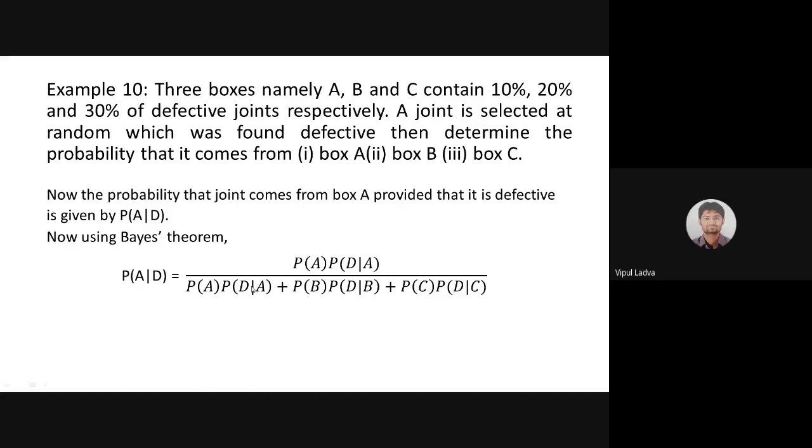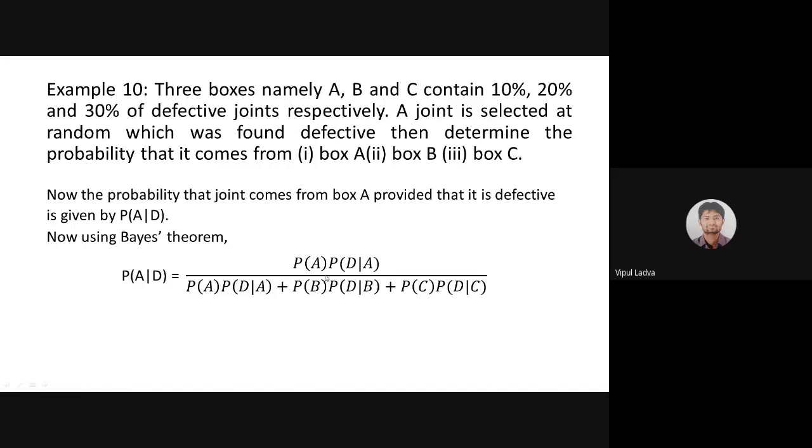So the denominator is nothing but simply P of D. But P of D will need the total probability. So according to total probability, P of D will be explained by this formula. Now using this, we will be able to identify the probability of A with respect to D.